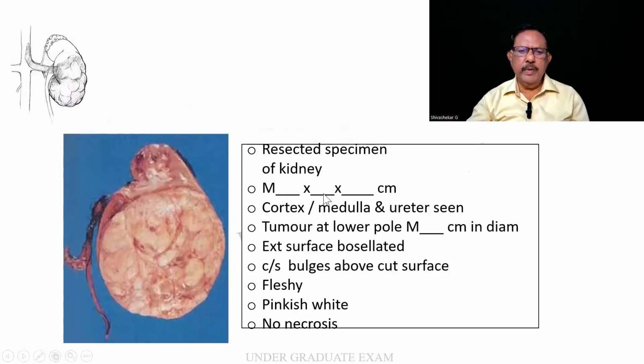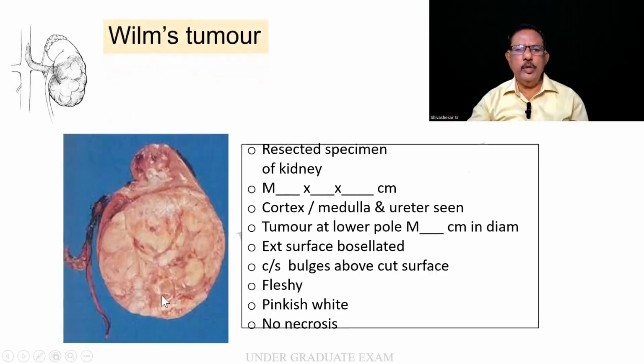A resected specimen of the kidney measuring dash into dash centimeters. The cortex and medulla here and the ureter can be made out. The tumor is at the lower pole and it measures dash centimeters in diameter. The external surface of the specimen will be bosselated. Cut surface, the tumor bulges above the cut surface. It is fleshy, pinkish white, and there are no areas of necrosis, well demarcated. It is a case of Wilms tumor.